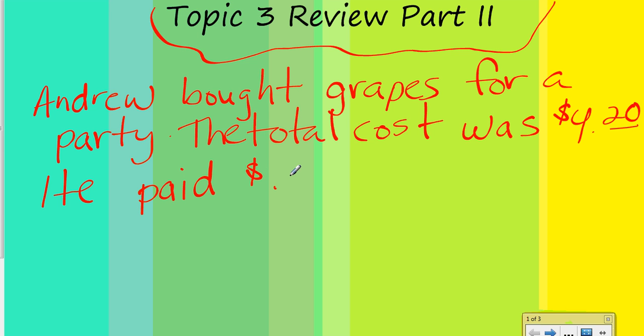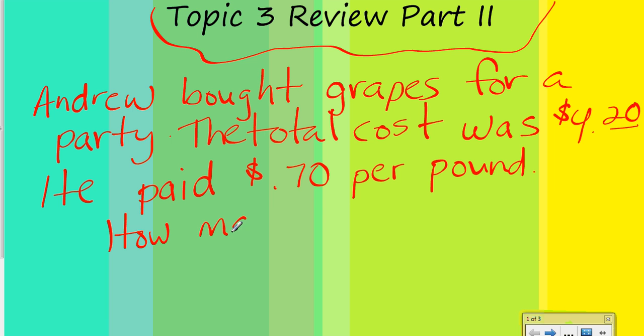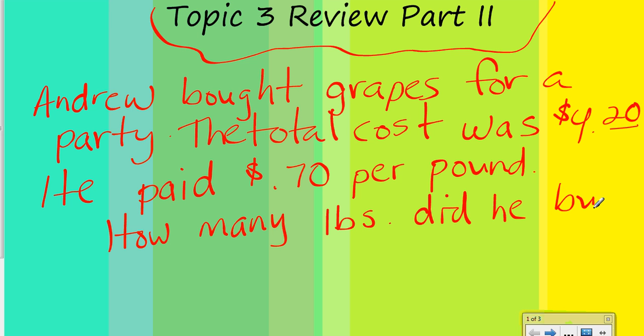And let me make sure to do this. 70 cents a pound. Now, the question is, how many pounds did he buy? So how many? Now I'm just going to use the symbol. How many pounds did he buy?